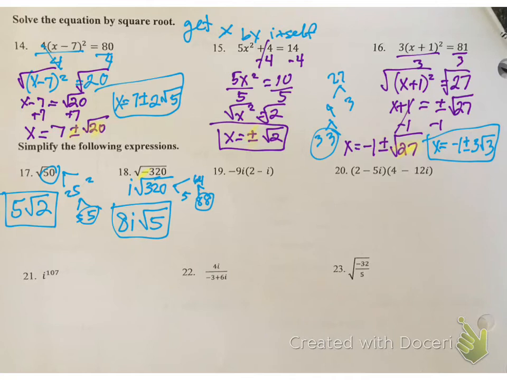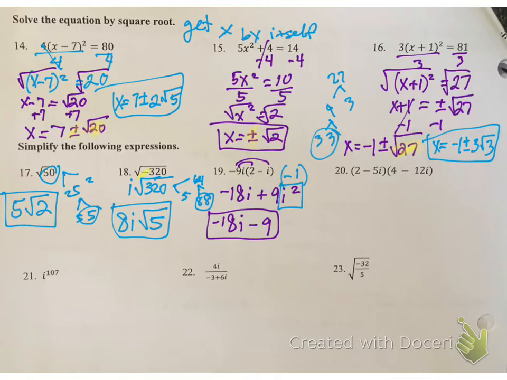For number 19, I'm going to distribute the -9i. So I would read this as -18i plus 9i squared. If you remember, i squared becomes a -1. So I'm going to add -18i minus 9. That's my final answer. For number 20, I'm going to FOIL.